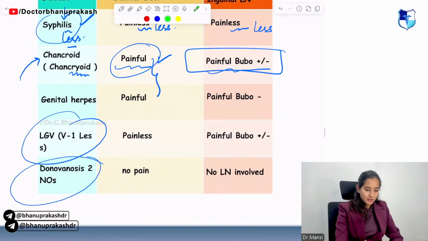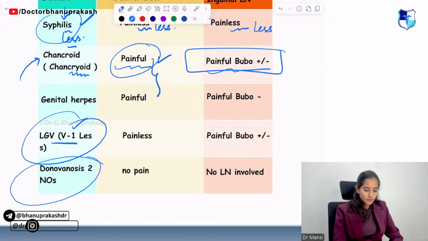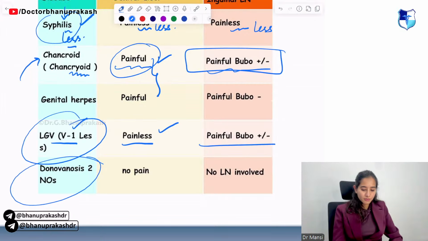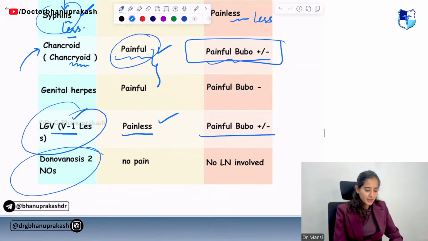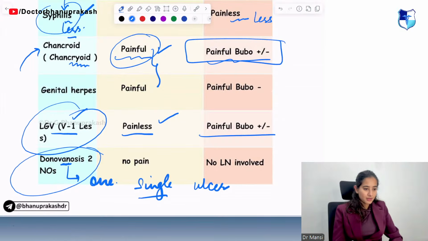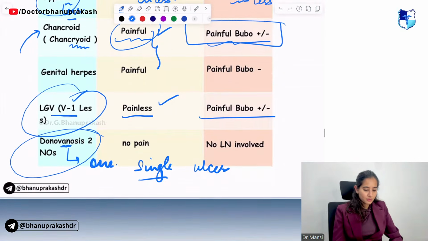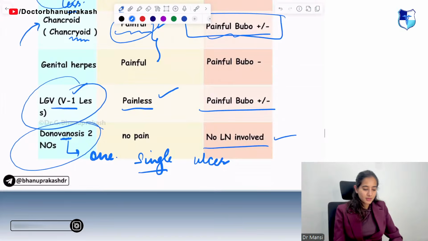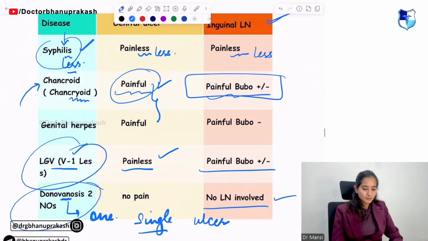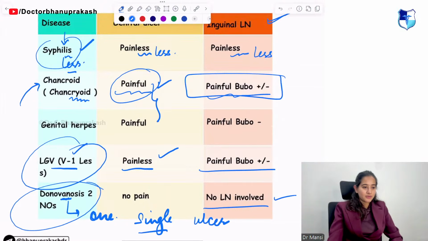Okay. Then we have LGV. So this is also painless. Okay. And a painful bubo can be present, cannot be there. And as I said, van is for one. So there is a single painless ulcer, beefy red in appearance. Okay. No lymph node is involved in this. So this table can make this easy for you.